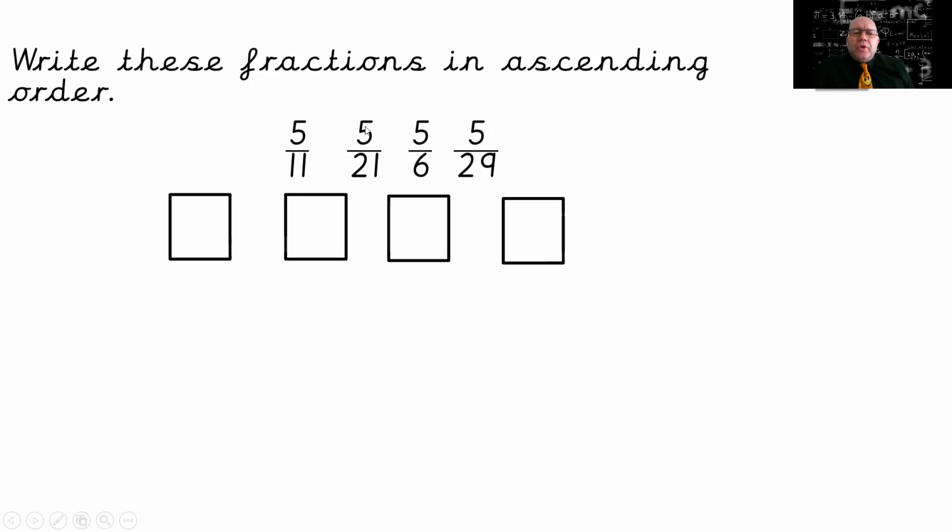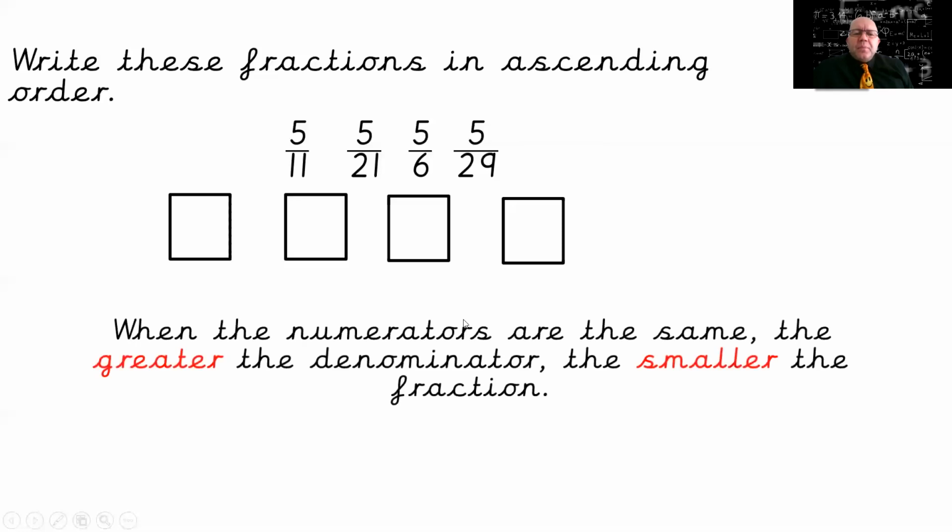Now, you'll notice all of our numerators are the same value. So that's going to give us a massive clue. We don't need to do any working out. We just need to look at the denominators. And if you remember, if the numerators are all the same, then the greater the denominator, the smaller the fraction. So if you've got a big number down here at the bottom, then that's actually quite a small fraction, which means that our 5/29 is actually the smallest value.